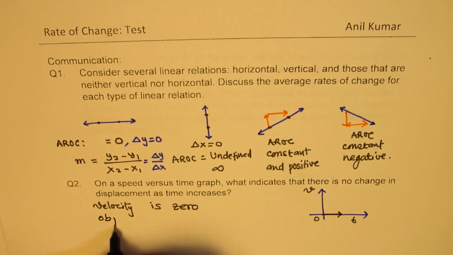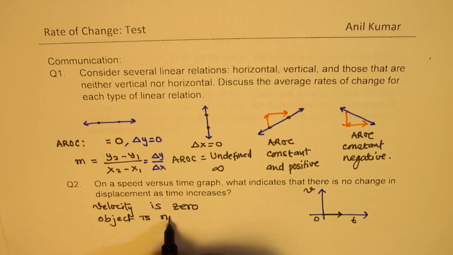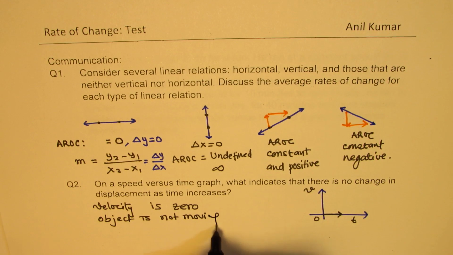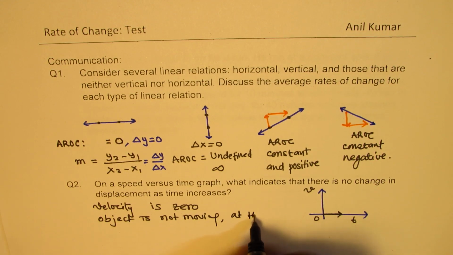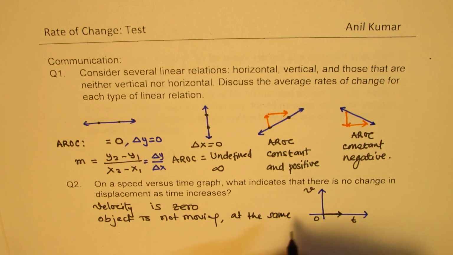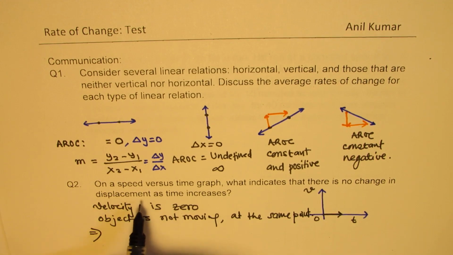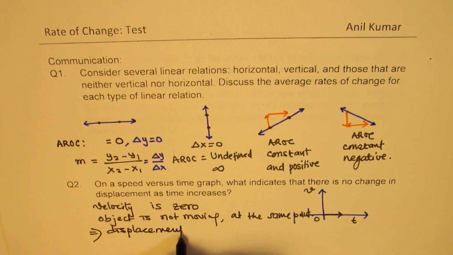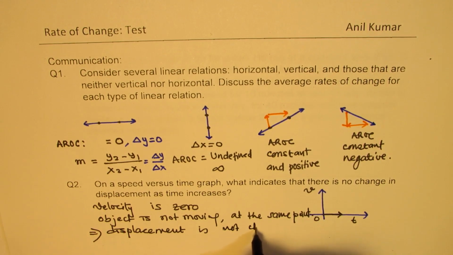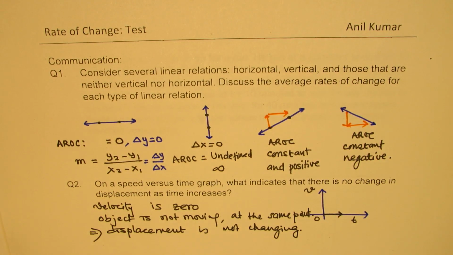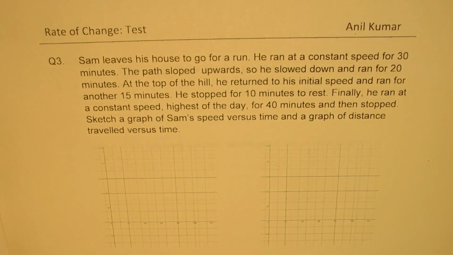That means the object is not moving. So it is at the same place, right? So this implies that displacement is not changing. So I hope that makes sense. In any communication question, you need to explain to get full marks, right? Now here is the third question for you. I'd like you to copy this question, understand, and then sketch the graph.